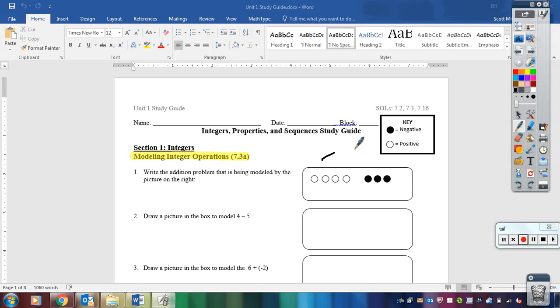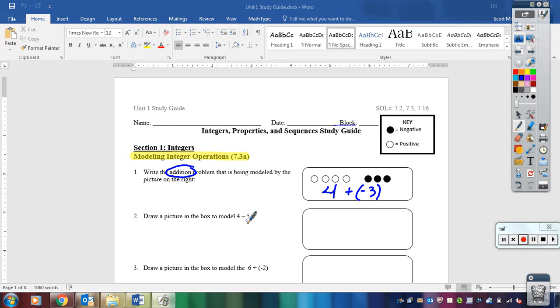In this case, there's a key. Let's pay attention to question number 1. We know it's an addition problem. This is 1, 2, 3, 4 positives, and then 3 negatives, so 4 positives plus 3 negatives. Over here, number 2 says draw a picture in the box to model 4 take away 5.